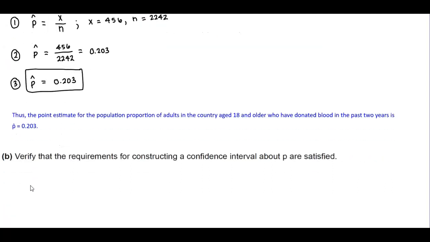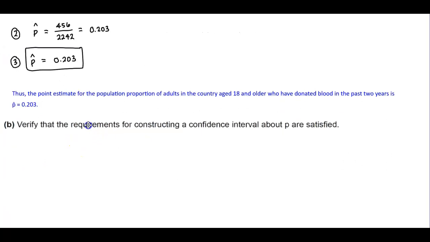Okay, now the next thing we want to do is verify that the requirements for constructing a confidence interval about p are satisfied. So let's first talk about what the point estimate is and what n represents. From our previous part A, we know that the point estimate is equal to 0.203, and we also know that n is equal to 2,242.